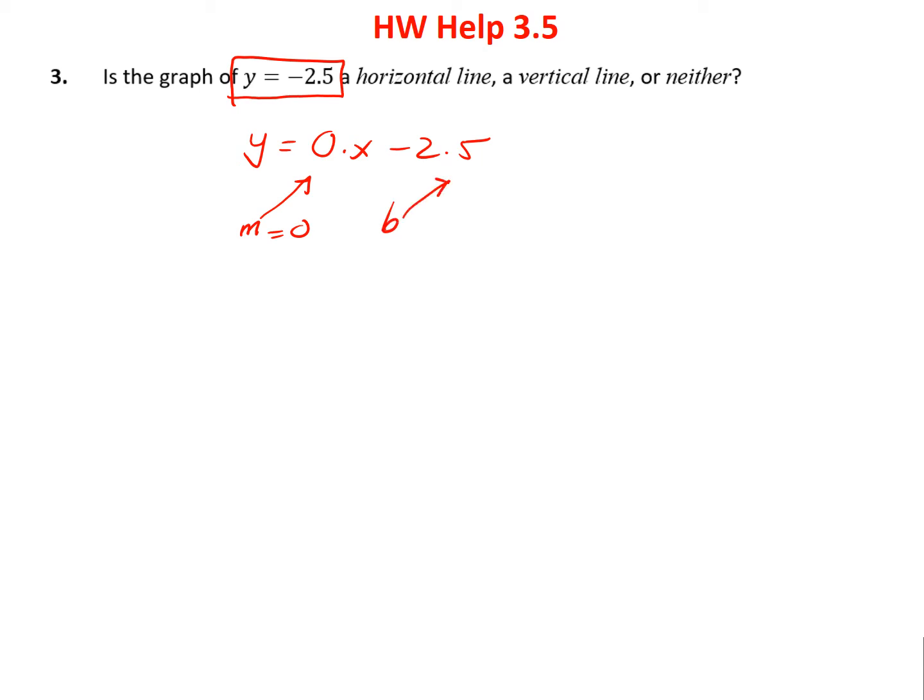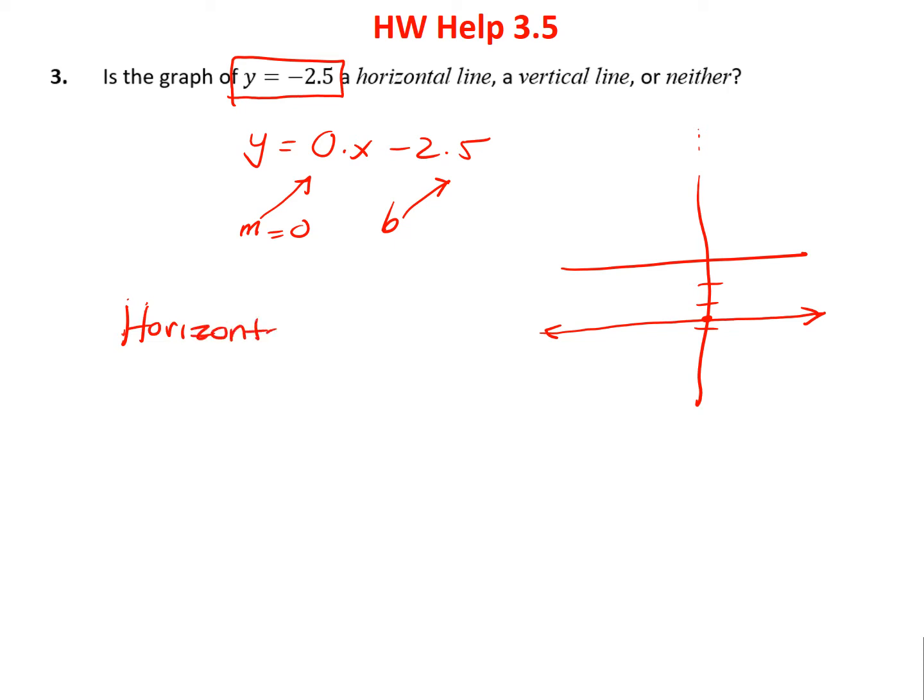Well, if I were drawing this graph, I would go down to minus 2.5, and a slope of 0, notice, doesn't go up or doesn't go down. It is simply a line that looks like that. No rise, but a run is 0. And so the answer is this is a horizontal line. If it were a vertical line, it would have an undefined slope.